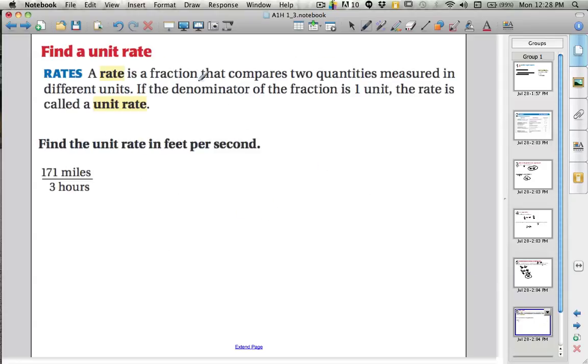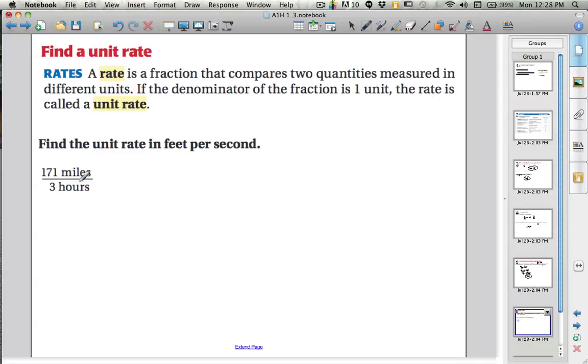Now we're talking about rates and unit rate. A rate is a fraction that compares two quantities measured in different units. We do a lot of that. Miles per hour, dollars per hour, those are rates. If the denominator of the fraction is 1 unit, then the rate is called a unit rate.